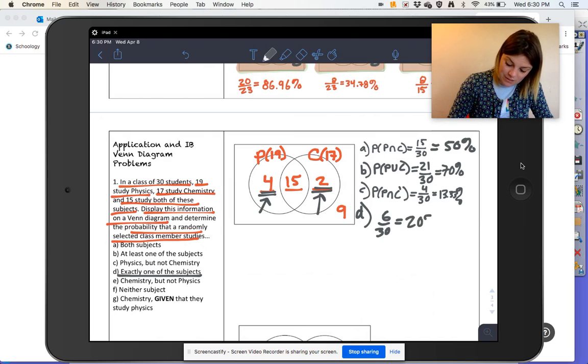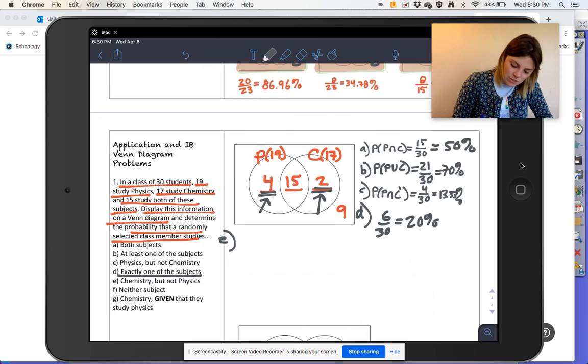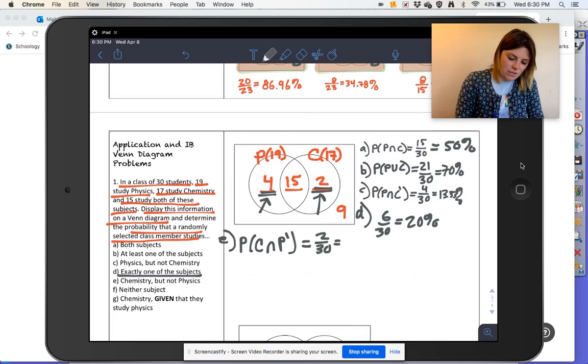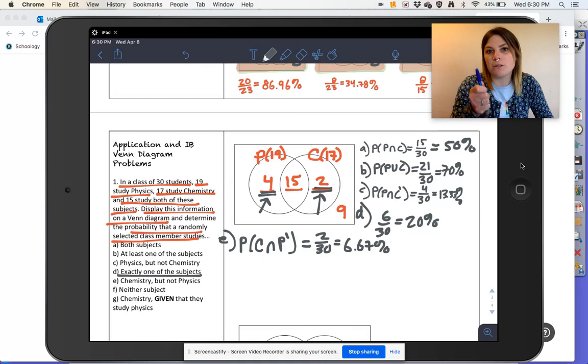Yeah, 20%. All right, E, chemistry, but not physics, right? So this is the opposite of what we did in question C. It's what's the probability of chemistry, but also it has to be not physics. And so that would be the 2 out of 30, which is 1 out of 15. Okay, so 6.67%. Don't mess up on your rounding.